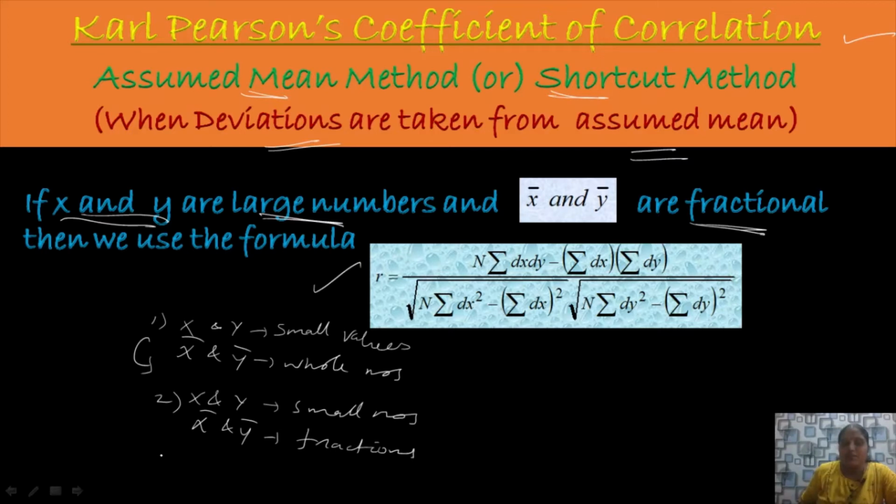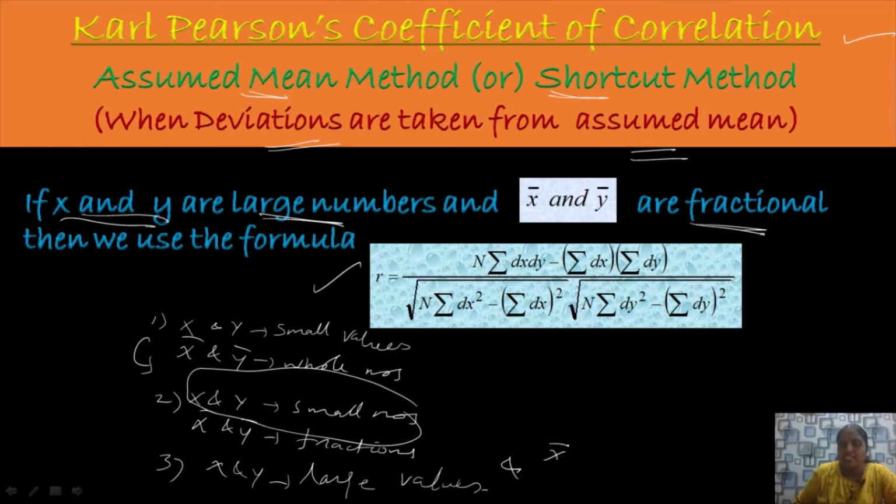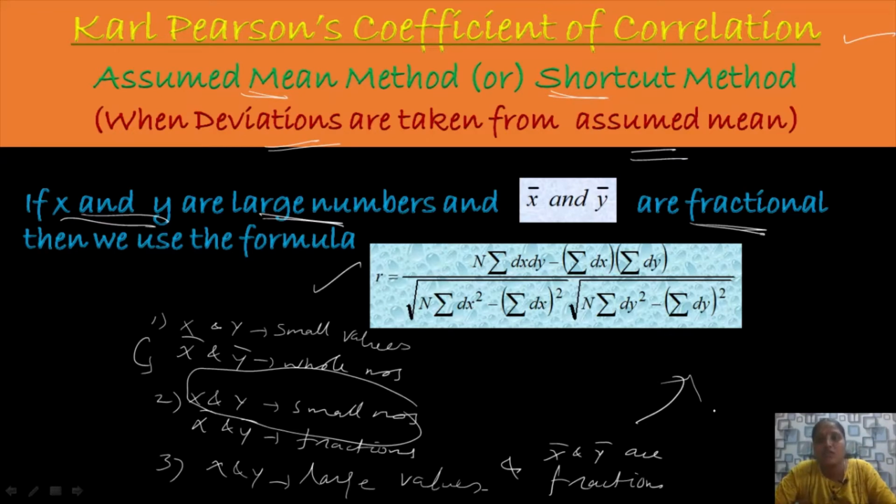Let me come to the third case. If, instead of small values of x and y, x and y are large values and x bar and y bar are in terms of fractions, then we move on to the shortcut method to calculate Karl Pearson's coefficient of correlation.